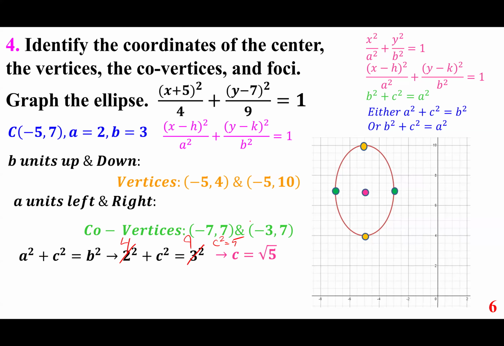And so we go back to the center. And again, along the vertices as far as the location of foci is concerned. So from the center, you go up by C units and you go down by C units. So that means -5, 7 plus minus square root of 5. So when we subtract square root of 5, we get about 4.77. And then when we add, we get 9.24. And those are the 2 points roughly.